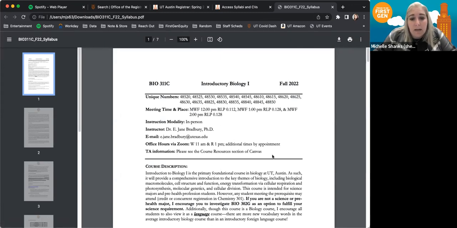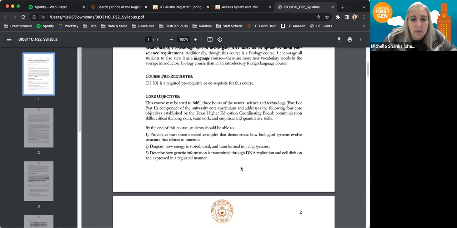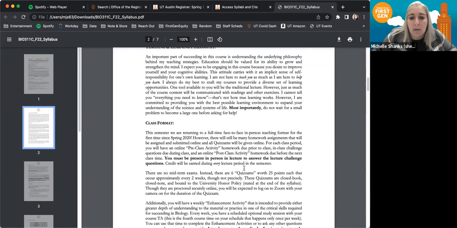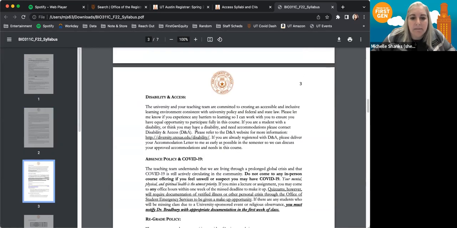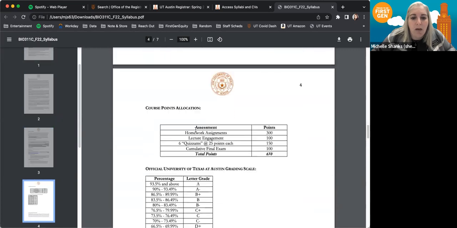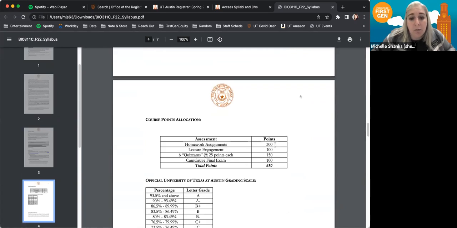So you can see that Bradbury, if you decided to take Bradbury over Hansen, gives you a course description, talks to you about the core objectives of the class, talks to you about the format. There are no midterms. There are 6 quizzes worth 25 points each, occurring approximately every 2 weeks. They're closed book, closed note. Q drop policy, grade point. So this class is largely homework heavy, 300 points out of 650 coming from homework. So if you don't like to do homework, this is not the class for you.